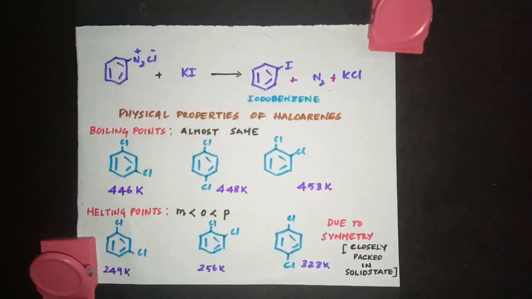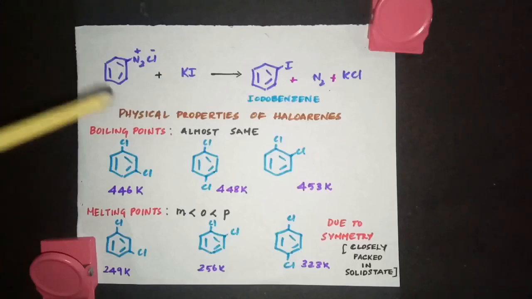So we are done with the preparation of haloarenes. When I started, I told you there are 3 methods of preparation of haloarenes. I included the preparation of aniline also, and benzene diazonium chloride from aniline. So to prepare haloarenes, we have just 2 methods. The first one is electrophilic substitution reaction. The second one is from benzene diazonium chloride or benzene diazonium salts.